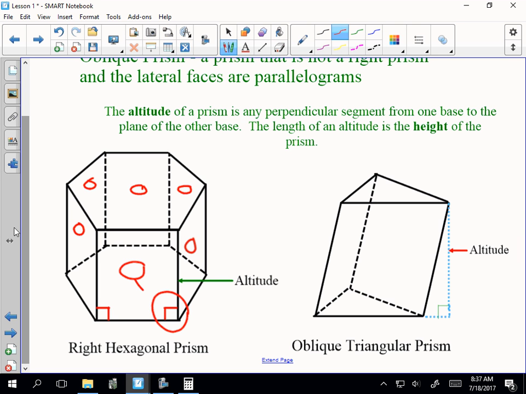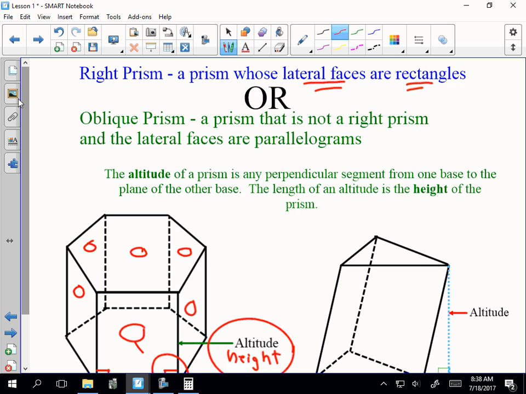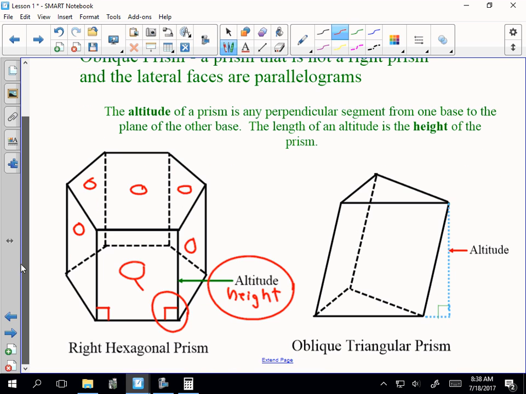When we're looking at prisms, we call the height of a prism the altitude. We remember this from our last unit as well: heights always need to be perpendicular to the base. It's no different when we're talking about a prism. In order for it to be a right prism, we have to make sure that our lateral edges are perpendicular to our two bases, in this case the hexagon.